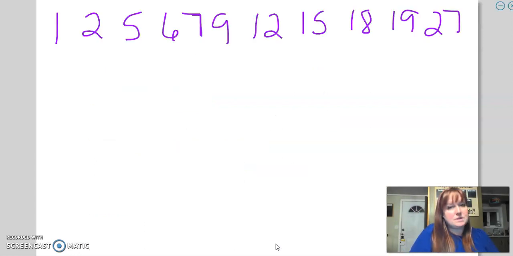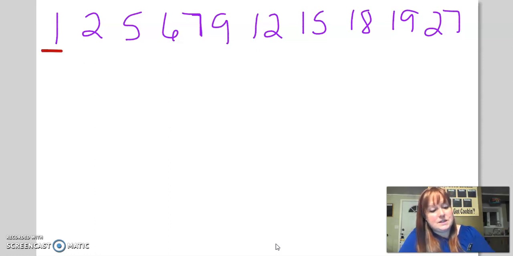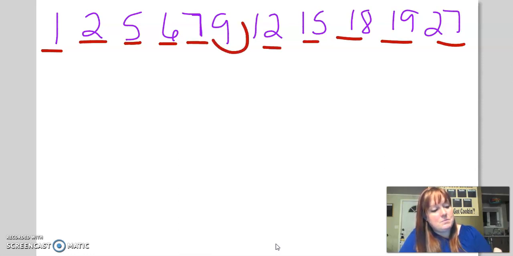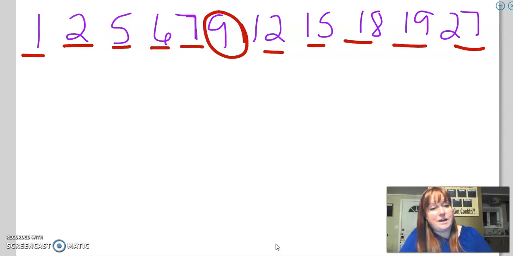So here's our 5-number summary of this set of data. So the first thing we do is we put it all in order, which we already did, and then we find the median. So we look, and what's the middle number? Let's see, this one, this one, this one, this one, this one, this one. Aha! Our middle number is 9. So our median is 9, okay?